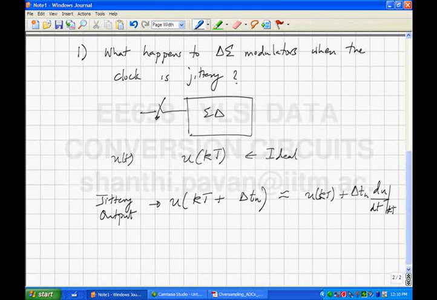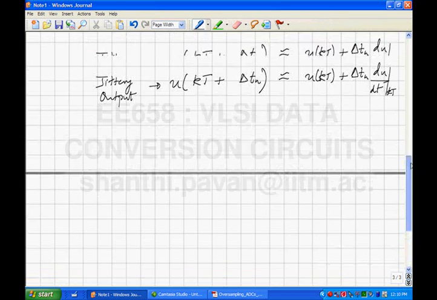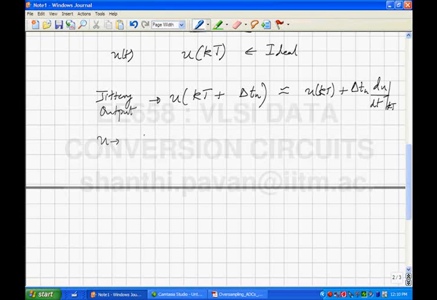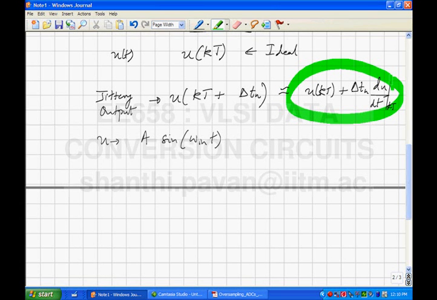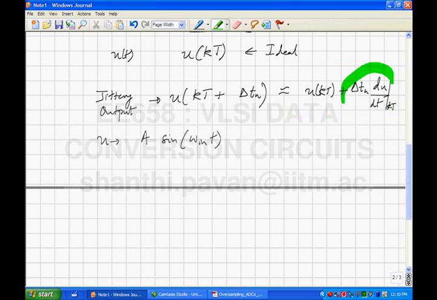So if u was a sine wave, all that this equation is telling you is that if the input is rising fast and you don't sample at the right time, you make a larger error. This is the error due to jitter.